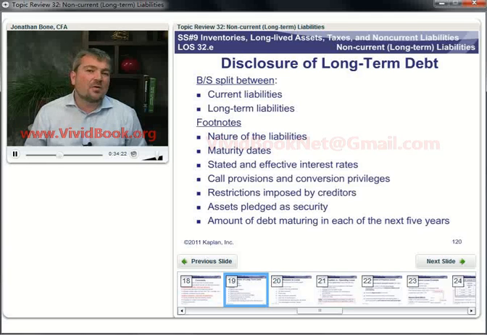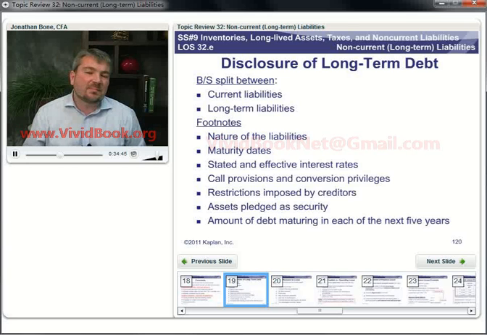If there are any call features or conversion privileges, a call feature allows the company to call the bond back, buy the bond back, normally at a premium to par prior to maturity. Conversion privileges, of course, allow the bond to be converted into equity. Any restrictions imposed by the creditors, i.e. covenants particularly, would have to be disclosed.